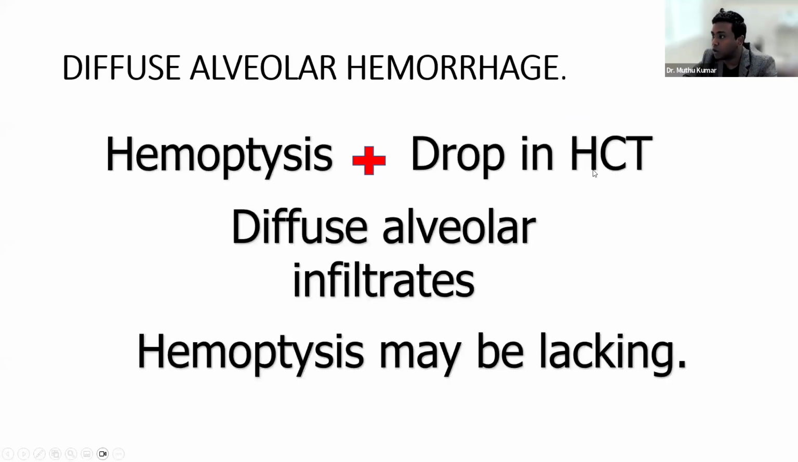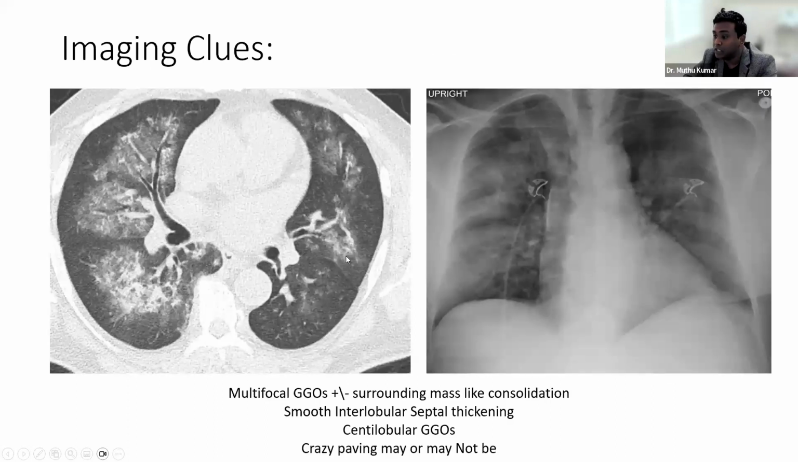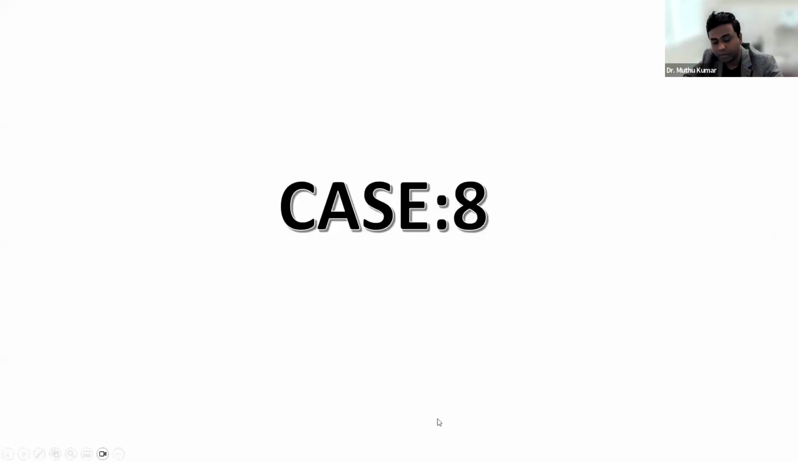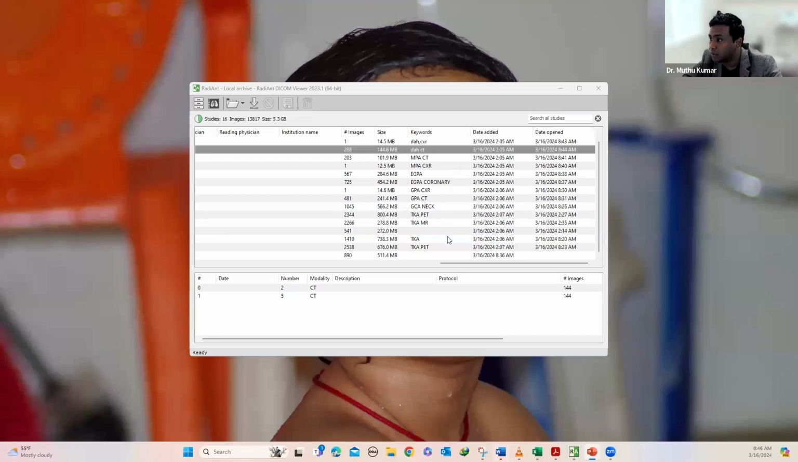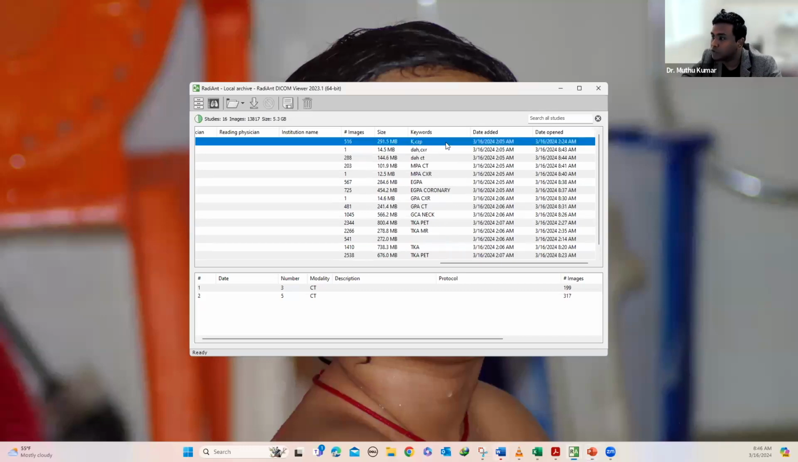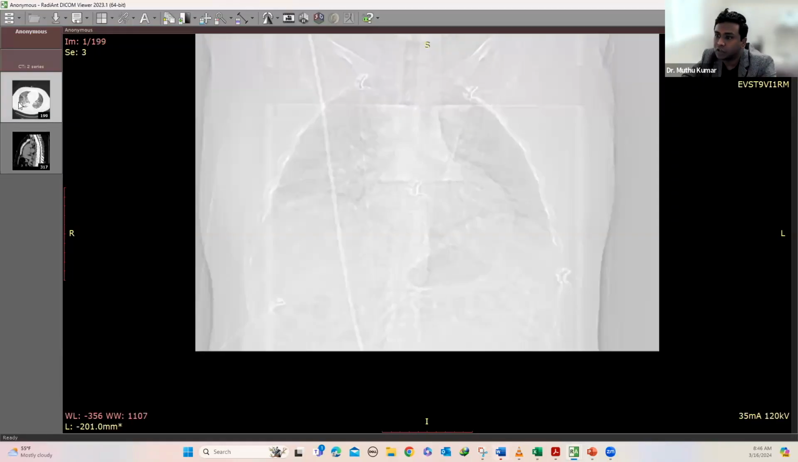So hemoptysis plus drop in hemoglobin and hematocrit with diffuse alveolar hemorrhage. Sometimes hemoptysis may be lacking as well. Patients can have a full-blown hemorrhage, but still they may not be having hemoptysis. So the imaging clues are multifocal ground glass opacities with or without surrounding mass-like consolidation, smooth interlobular septal thickening, and centrilobular ground glass opacities. Crazy paving may or may not be there. I want to talk about crazy paving with a case, because that's one of the findings which is commonly misunderstood.